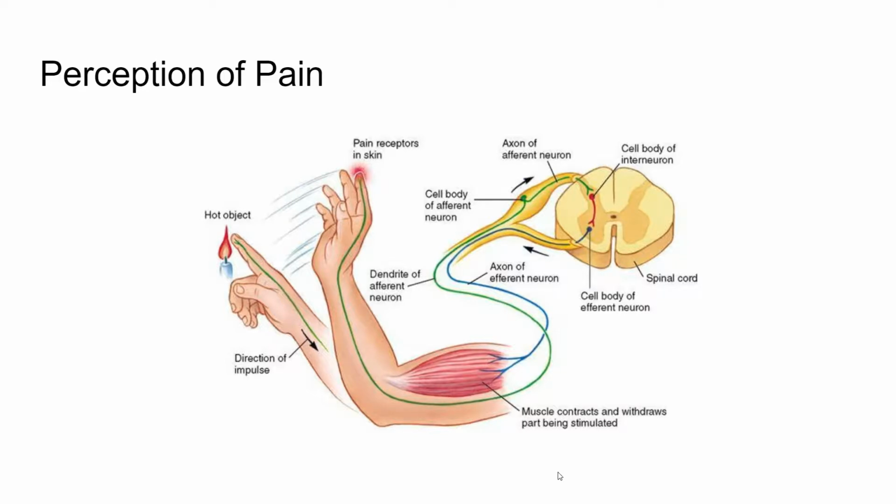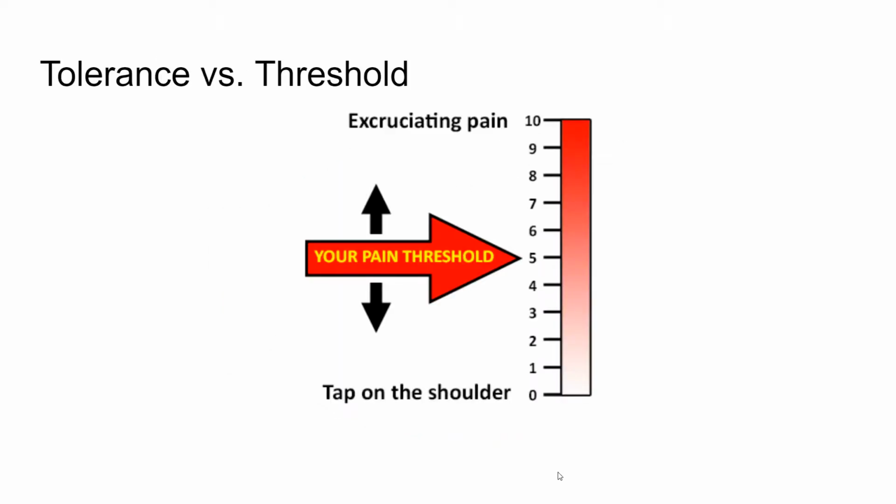Those pain responses can be blocked by other neurotransmitters or things that we can take, like medicines and that sort of thing. There's two ideas with pain: pain tolerance and pain threshold. These are not the same things. Threshold is how much it takes before you start to perceive pain. So if someone taps you on the shoulder, do you perceive that as pain? Do you perceive that as nothing? That would be your pain threshold.